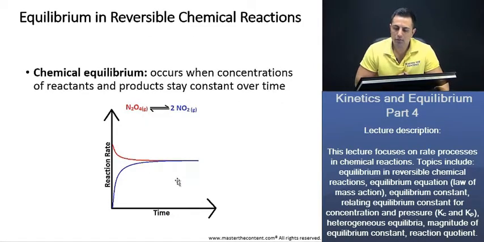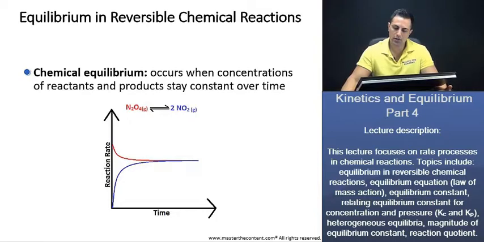Okay, equilibrium in reversible chemical reactions. As we all know, chemical reactions can occur in the forward direction and they can occur in the reverse direction, and that's what's being indicated here by the double arrow. And when the rate of the forward direction equals the rate of the reverse reaction, then that's when it's said to have chemical equilibrium. So if we look here at our definition, chemical equilibrium occurs when the concentrations of reactants and products stay constant over time.